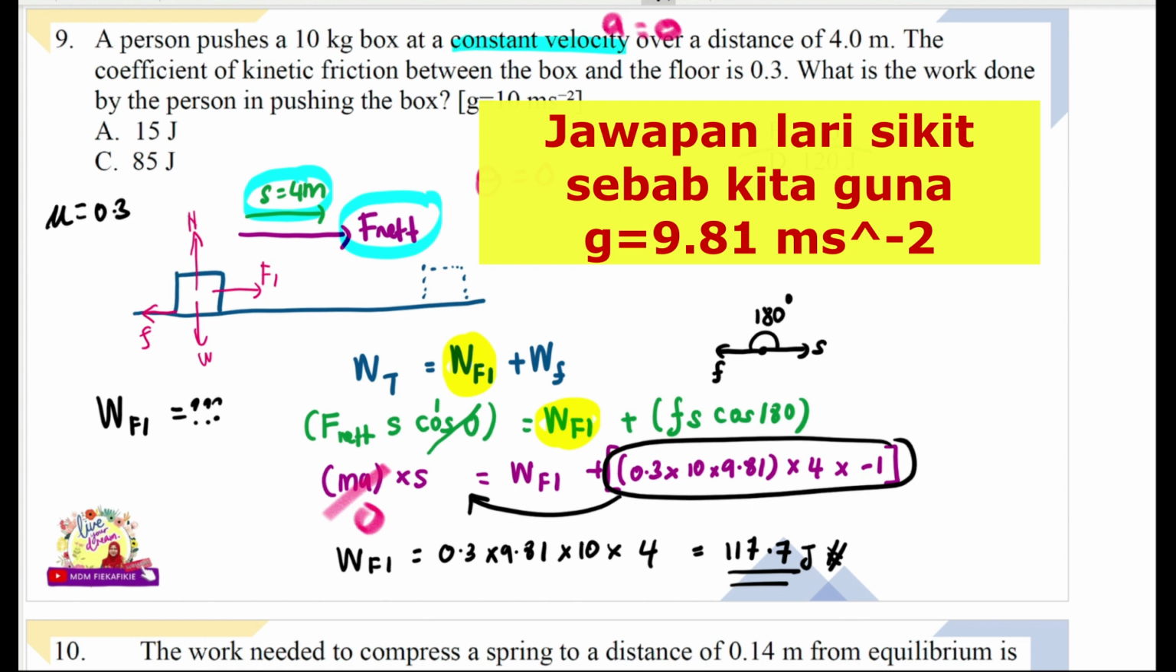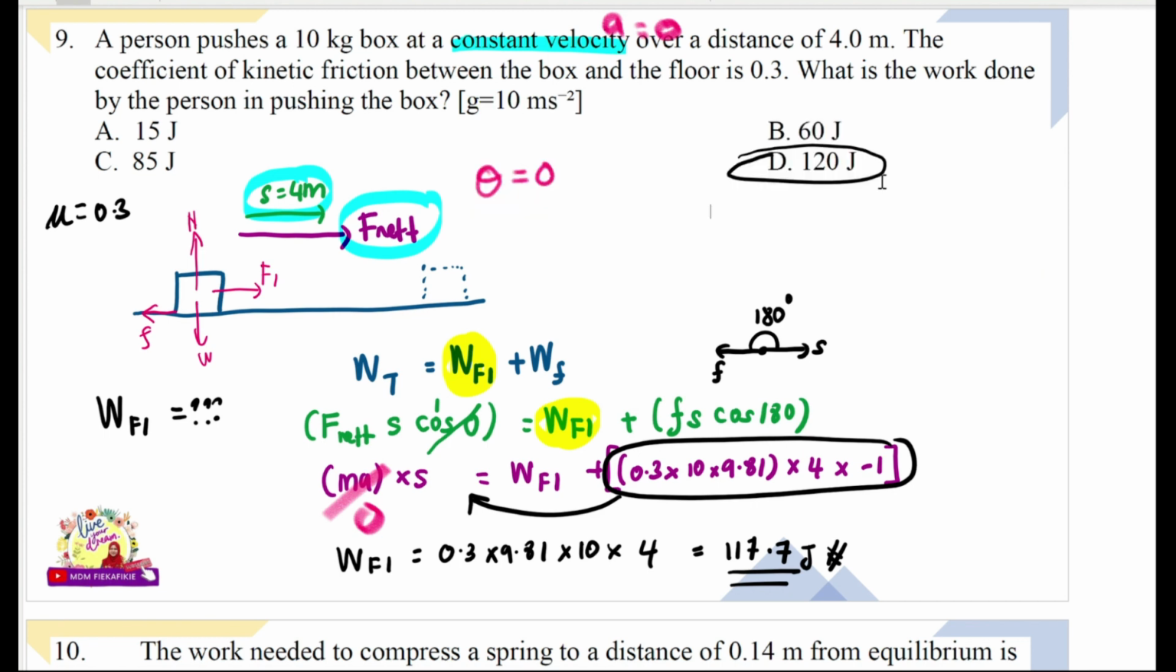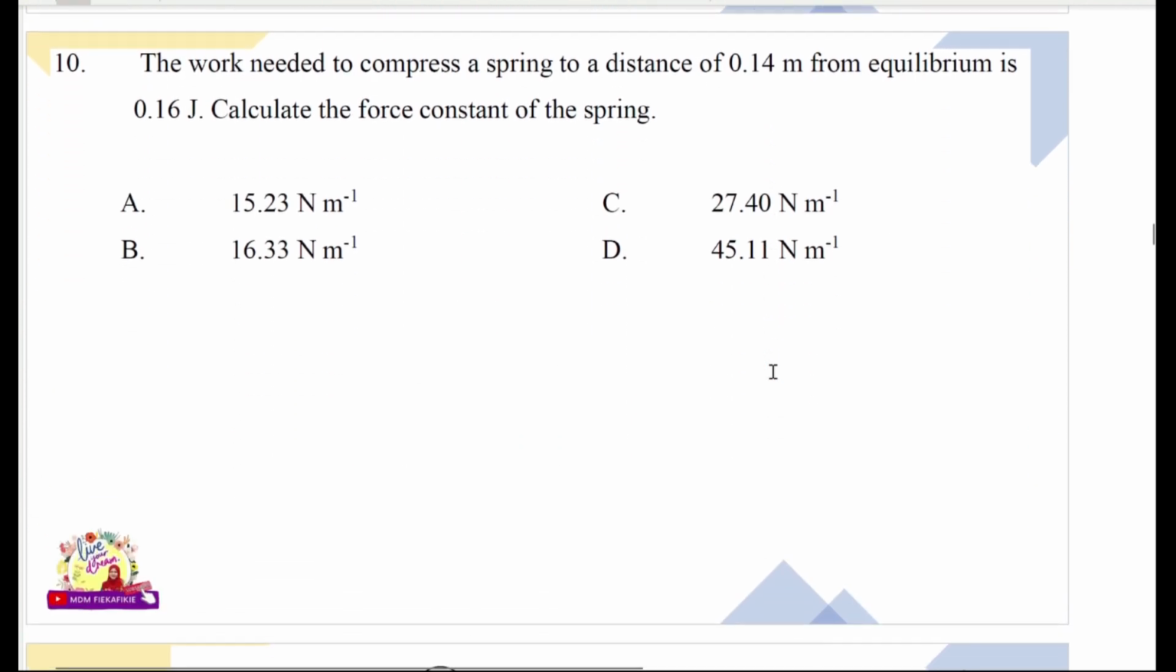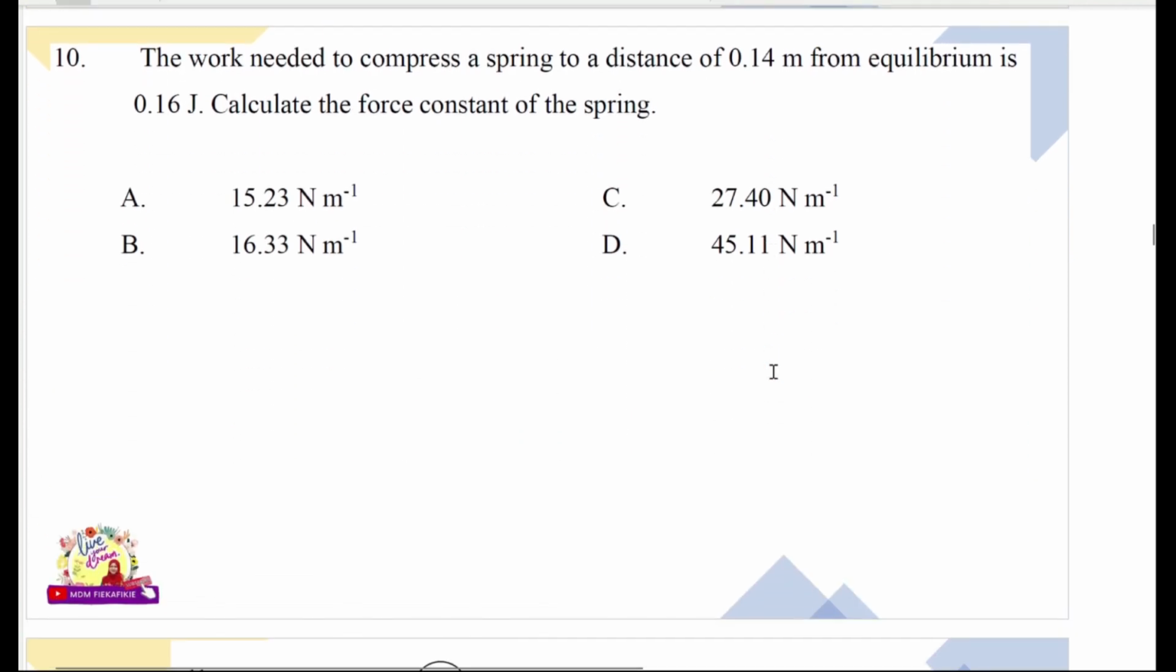So, saya rasa ada lari sikit lah. So, yang paling tepat adalah yang paling dekat dengan 117.7 is 120 joule. Okay. Boleh. So, kena faham dekat situ. Alright. So, next question. Okay. This is the last question for this video.